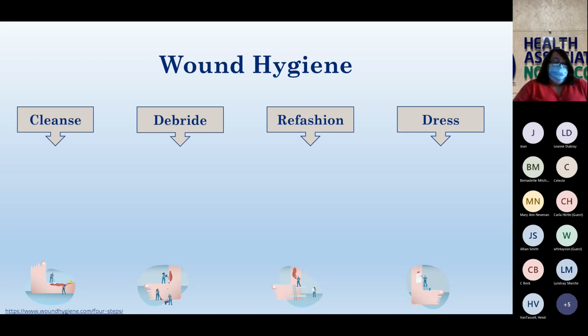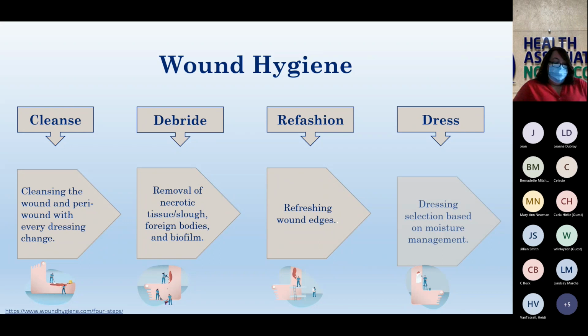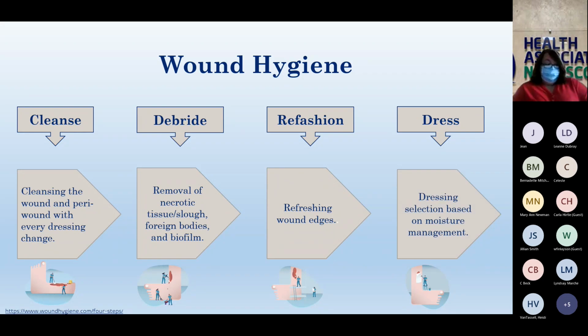Wound hygiene is a 4-step regime designed to comprehensively clean a wound and prepare it for healing. So we have cleanse, so cleansing the wound and peri-wound with every dressing change. Debride, which is removal of necrotic tissue and slough, foreign bodies, and biofilm. Refashion, which is refreshing wound edges. And dress, so dressing selection based on moisture management.